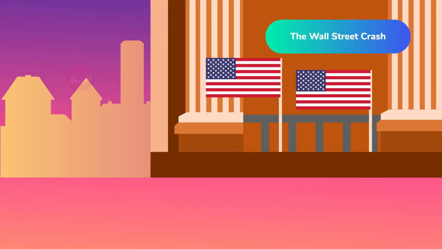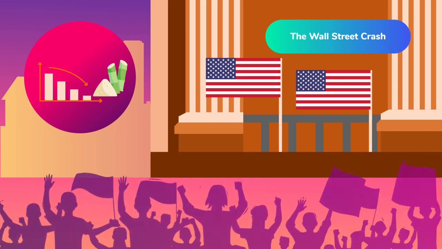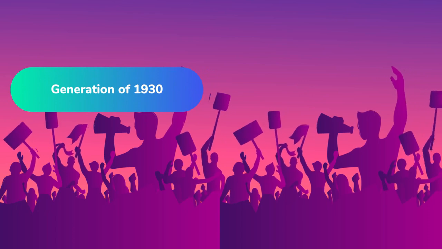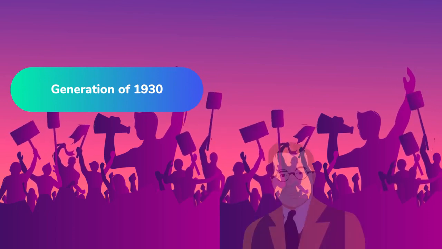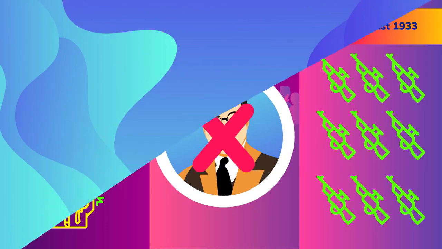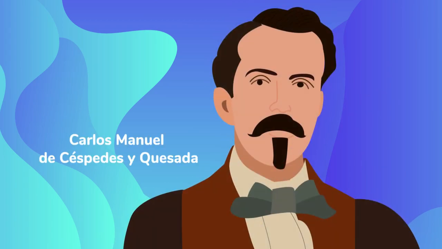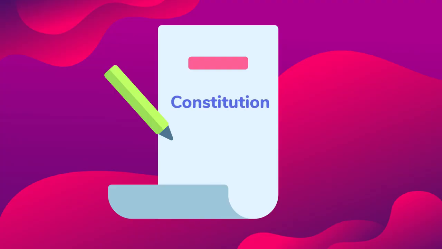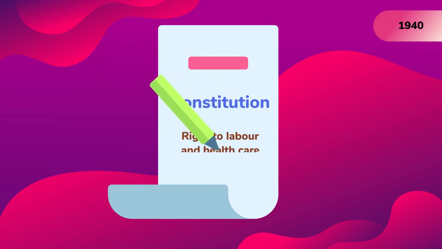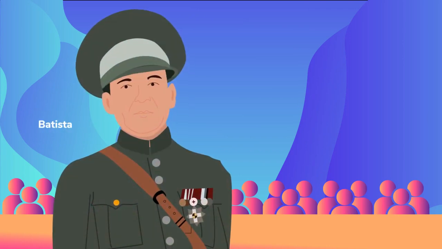The Wall Street crash led to a collapse in the price of sugar, political unrest, and repression. Protesting students, known as the Generation of 1930, turned to violence in opposition to the increasingly unpopular Machado. A general strike, in which the Communist Party sided with Machado, uprisings among sugar workers, and an army revolt forced Machado into exile in August 1933. He was replaced by Carlos Manuel de Céspedes y Quesada. A new constitution was adopted in 1940, which engineered radical progressive ideas, including the right to labor and health care. Batista was elected president in the same year.